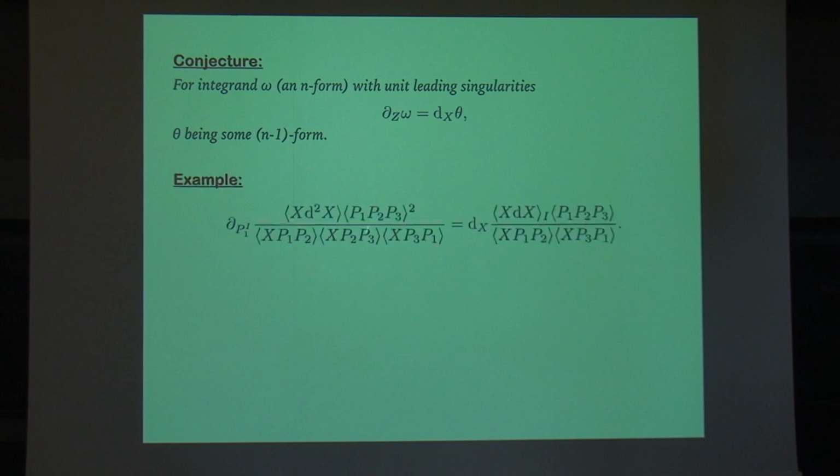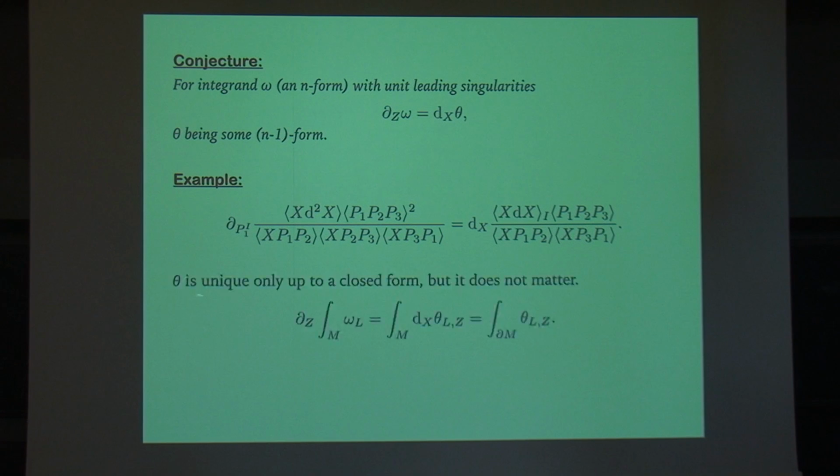For example, you can take this simple differential form defined by a triangle in CP^2. And we can vary one of the vertices, and then the result is the total derivative of a one-form, of this form. Now, of course, the solution for this lower form should not be unique. It's up to a closed form, but it doesn't matter because all we care about is the integral, and by the well-known Stokes' theorem, it's just related to an integral that restricts on the boundary.